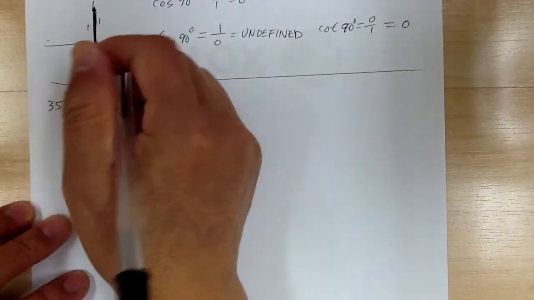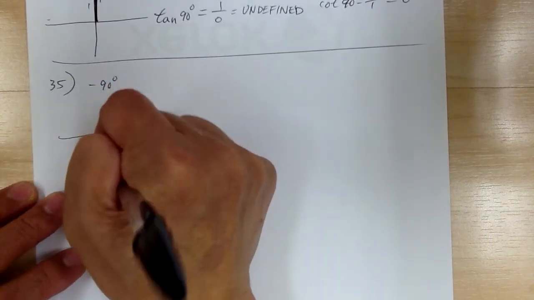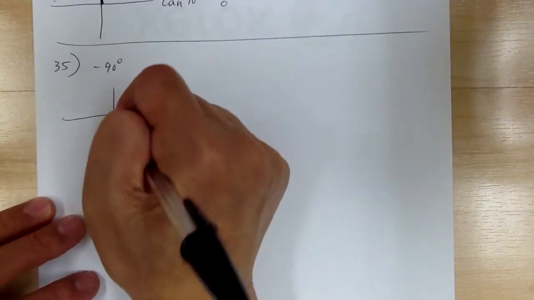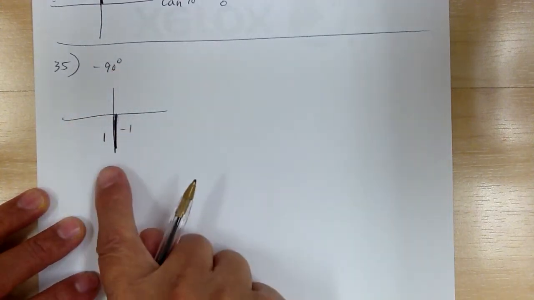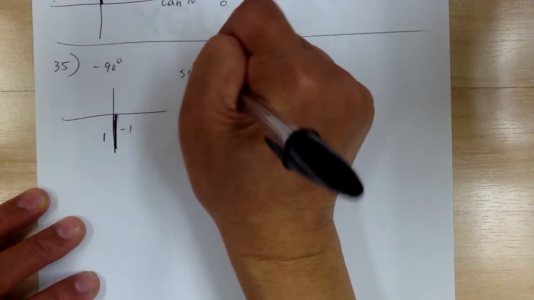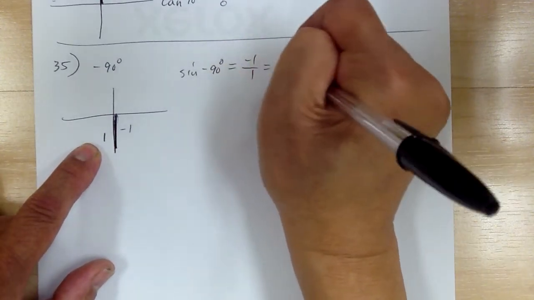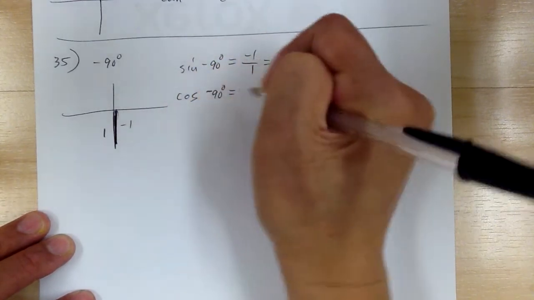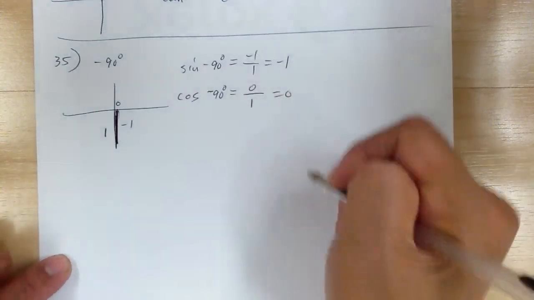Okay, number 35, you have negative 90 degrees. So negative 90 degrees is right over here. In this case, the vertical is equal to -1, and the hypotenuse is always positive, so it's 1. So sine of negative 90 degrees equals vertical over hypotenuse, so -1 over 1, so equal to -1. And cosine of negative 90 degrees, cosine is horizontal, so horizontal is 0 over hypotenuse, so equal to 0.